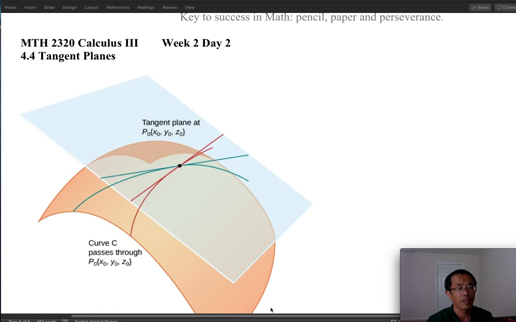Welcome back to the class of Calculus 3. This time we are moving to section 4.4, tangent planes.